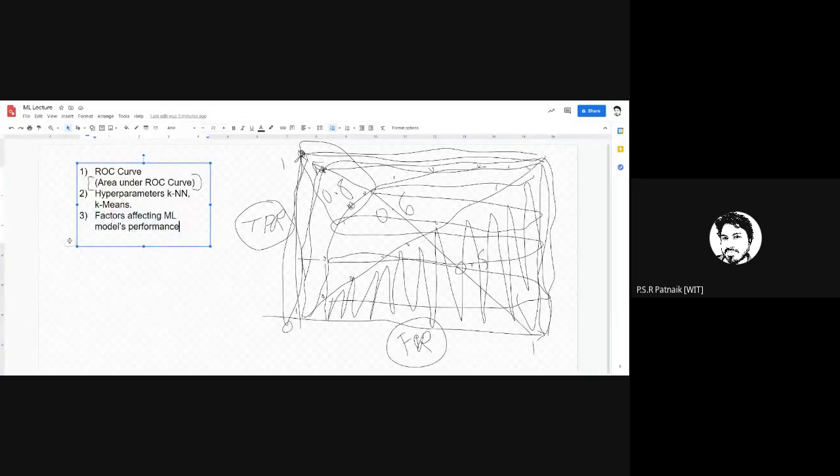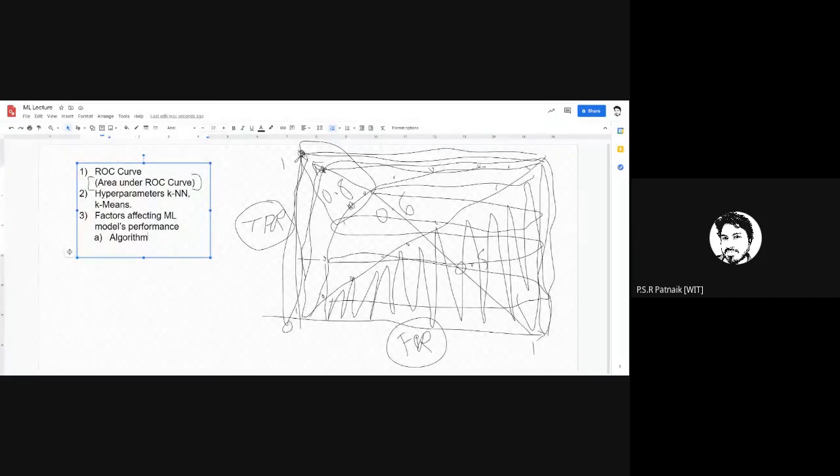The first and major factor is something we get from the Weka series, if you have followed it. The first is the algorithm. What algorithm you are using has a very profound impact on the ML model's performance.